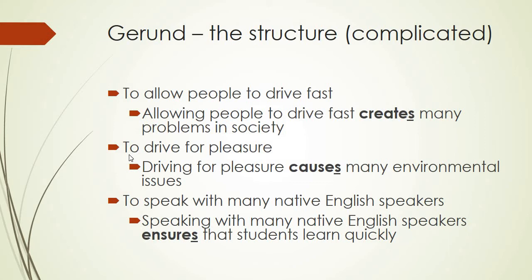Okay, the next clause, to drive for pleasure, to drive for fun. We do driving for pleasure and then we do the verb and it's third person singular, so we have to put an s. So driving for pleasure causes many environmental issues. And last one, to speak with many native English speakers. Okay, so we put the verb ing. Speaking with many native English speakers ensures that students learn quickly.